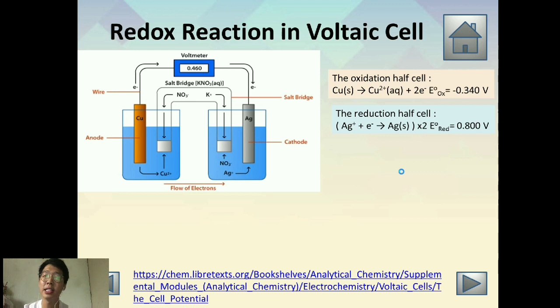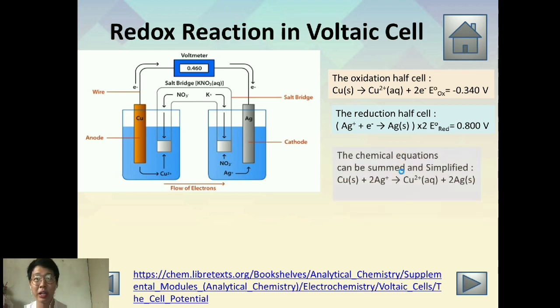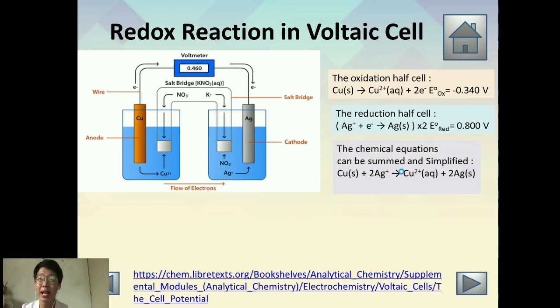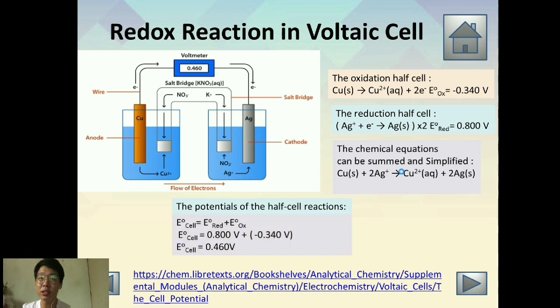After we get the half cell equations, we need to balance them, sum them together and simplify them. Next, we need to calculate the potential of the cell reaction. The E naught cell equals the E naught reduction plus the E naught oxidation, which is 0.8 volt plus negative 0.34 volt, equal to 0.46 volt.